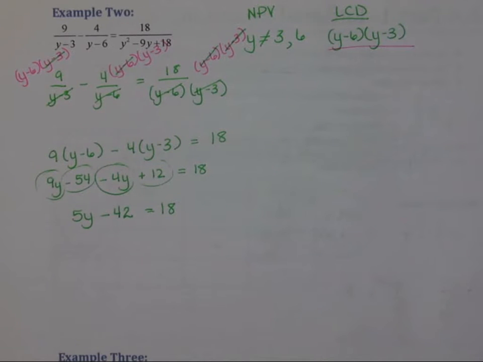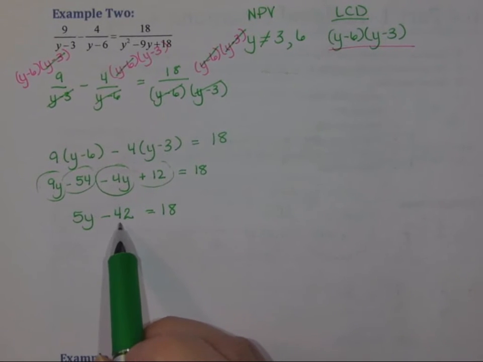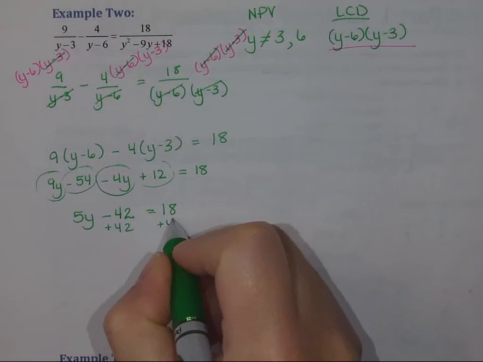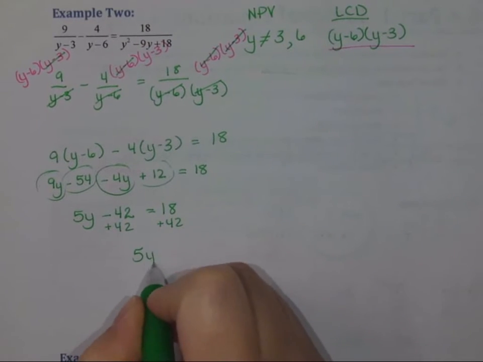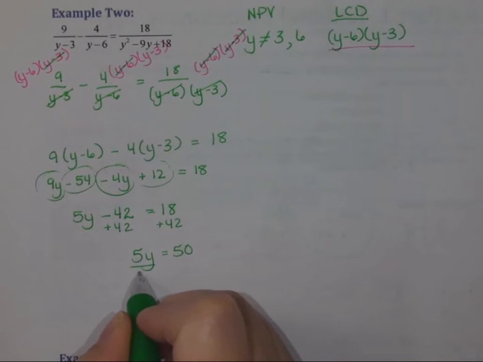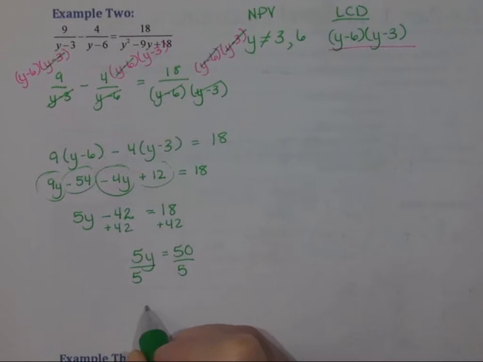All right, so this is two-step algebra from grade 9. So it doesn't have a squared on it, so I know I don't need to factor or use the quadratic formula. So I'm going to isolate the variable by adding 42 to both sides. So I have 5y equals 50. I want y by itself, so I'm going to divide out that 5, divide out that 5.